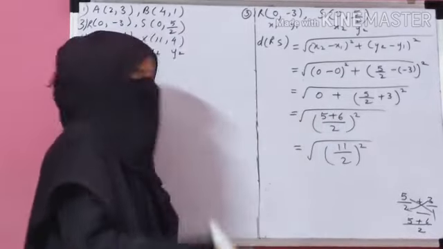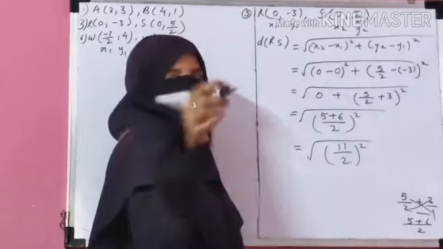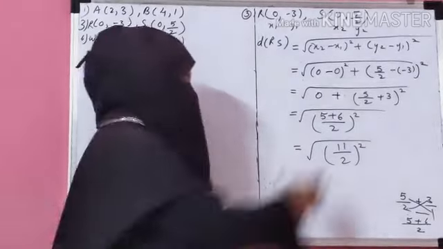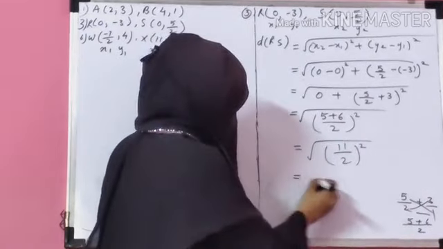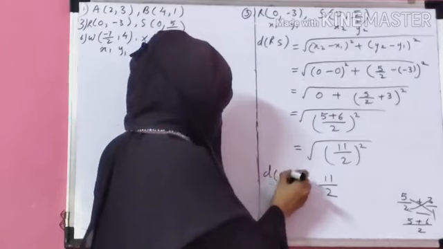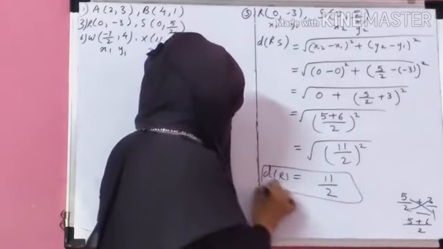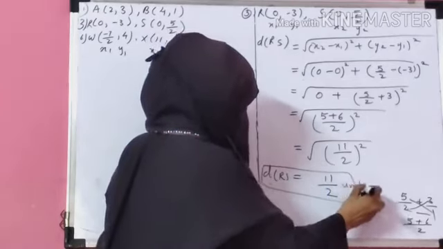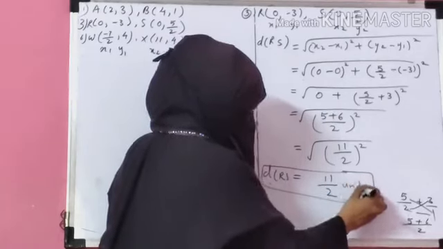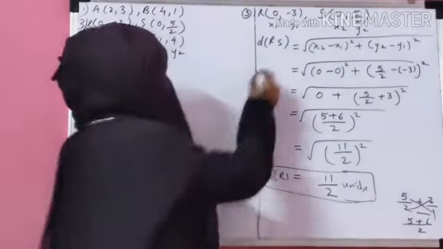If the same number has square and root, then it gets cancelled. Square and root simultaneously on the same number, then it gets cancelled. So your answer is 11 upon 2. So the distance between point RS is 11 upon 2 units. Distance in units because these points lie in a coordinate system. Okay. Got it? Once more, see here.